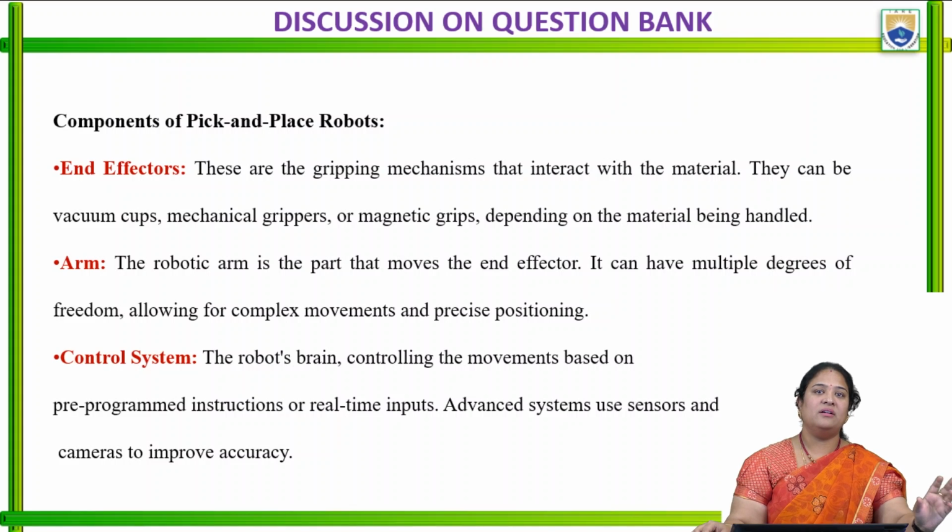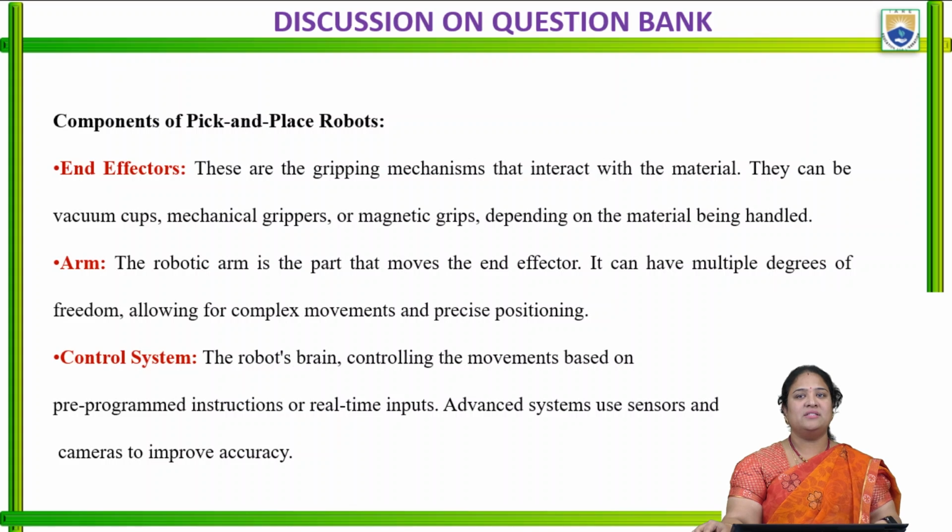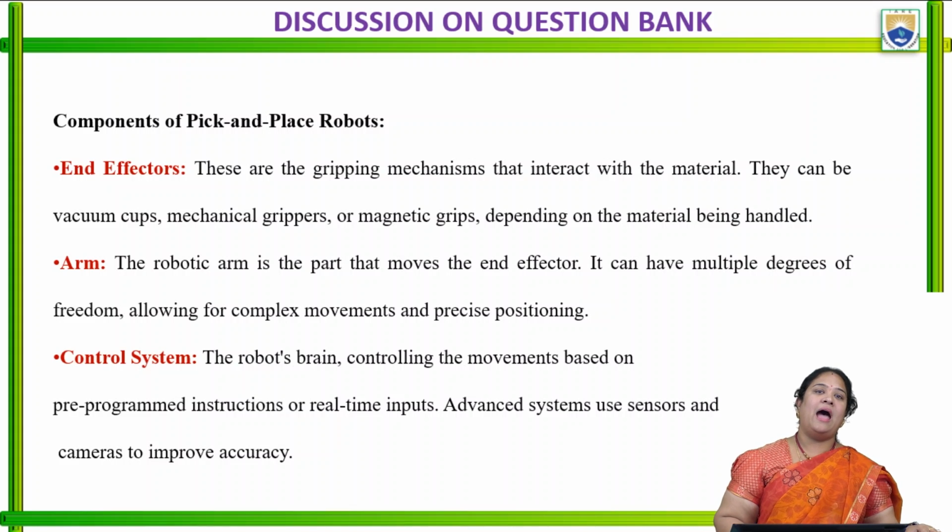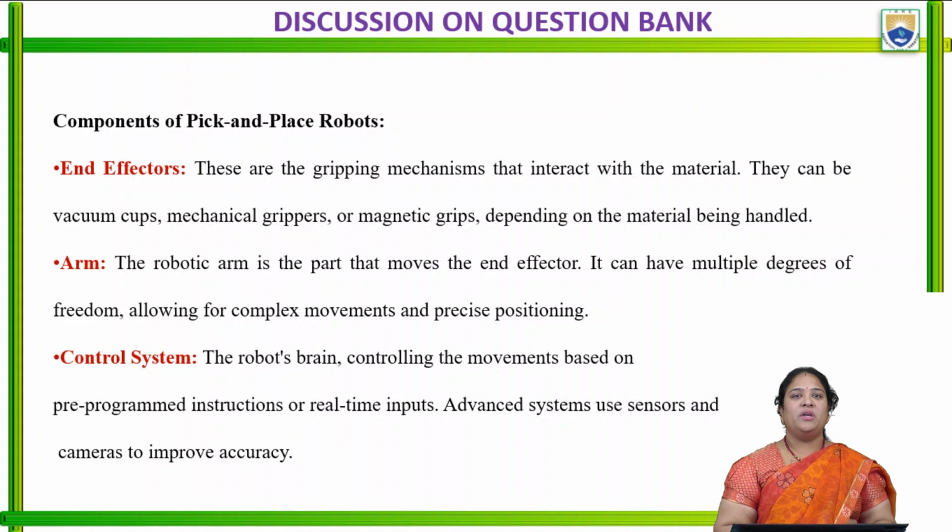These are the gripping mechanisms that interact with the material. The end effector is one of the gripping mechanisms which interacts with the material. It can be a vacuum type, a mechanical gripper type, or a magnetic gripper type, depending upon the type of application. Depending upon the type of material being handled, we will be using this particular type of end effector.